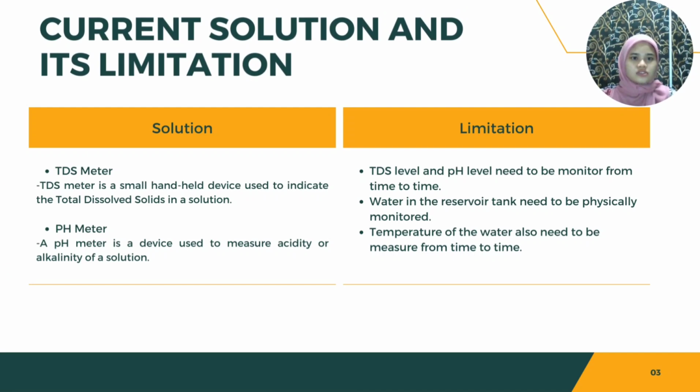Next, current solutions and their limitations. For solutions, there is the TDS meter. A TDS meter is a small handheld device used to indicate the total dissolved solids in a solution. There is also the pH meter. A pH meter is a device used to measure the acidity or alkalinity of a solution.